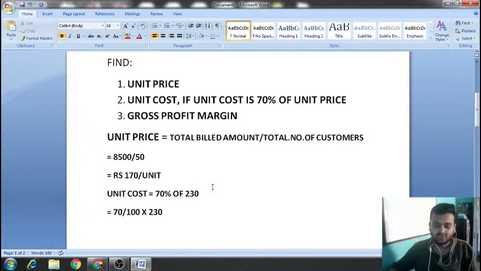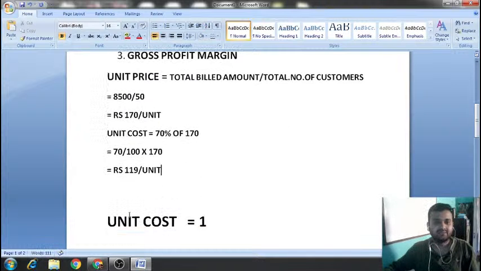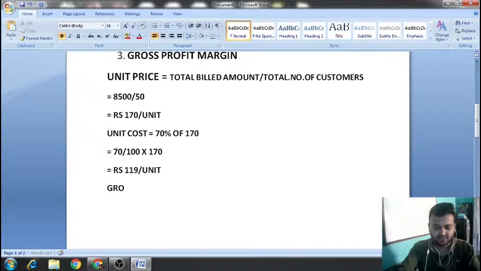And then for unit cost, what you will do? Unit cost is 70% of unit price. So 70% of 170. So 70 divided by 100 into 170. Clear? That is rupees 119 per unit. So unit cost is coming to rupees 119 per unit. See, your selling price is rupees 170 per unit and your cost is always lesser. So it is rupees 119 per unit.